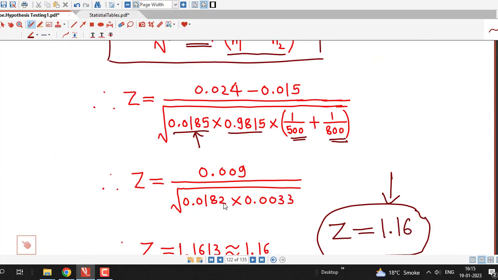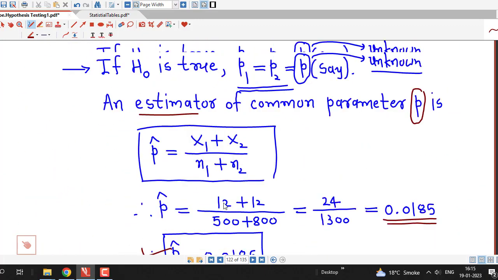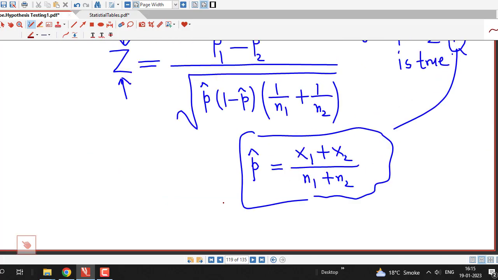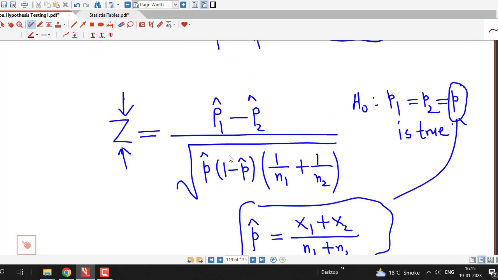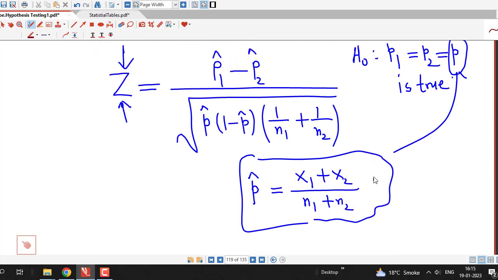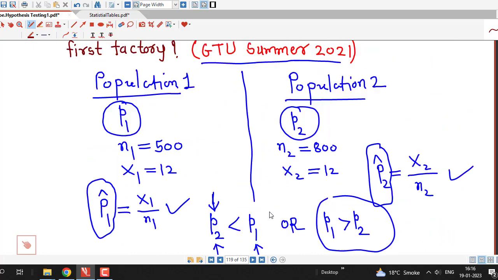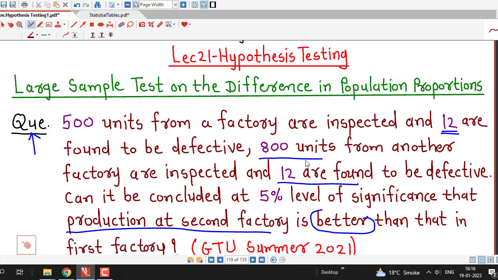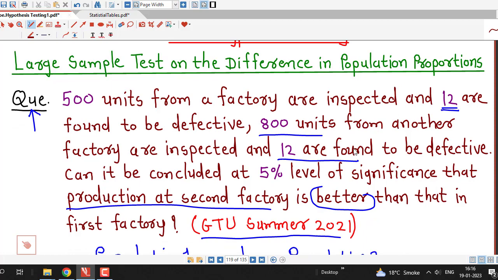So this is a nice question. Here we have compared two population proportions of defective units for two factories, and for that we are using this test statistic, and we are considering this estimator for the common value of population proportions. So in this way you can answer this type of question using the large sample test for the difference of two proportions. So this is all about this session.